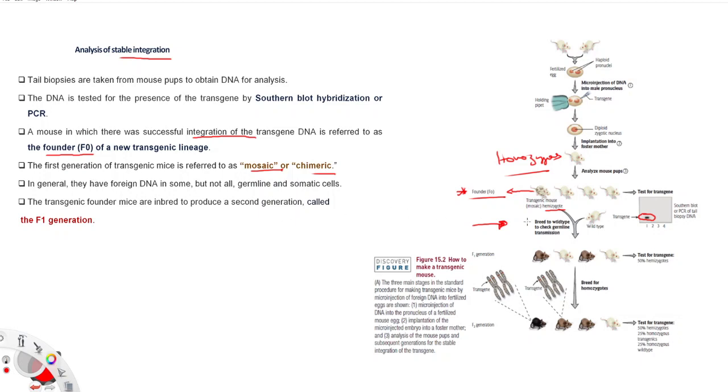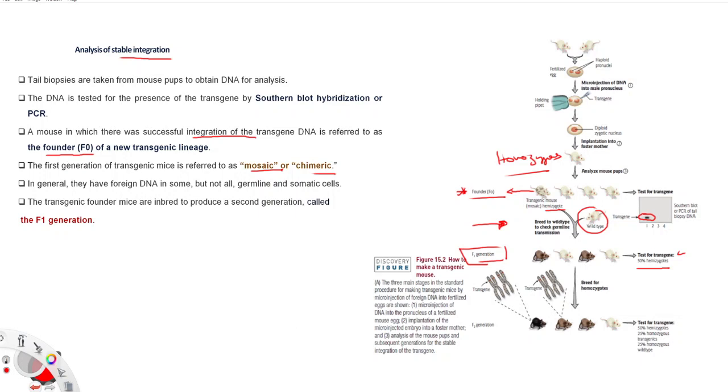What we do, we try to create a F1 generation. And how do we obtain the F1 generation? Is by breeding our founder with a wild type. You see, this is coming out of Norway. We're breeding it with this one, and it's going to give us a F1 generation. So once you have your F1 generation, what you're going to see, if you test for the transgene again, 50% of your mice are going to be hemizygous.